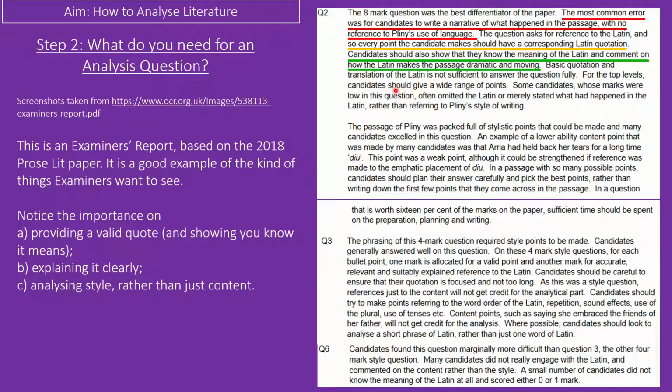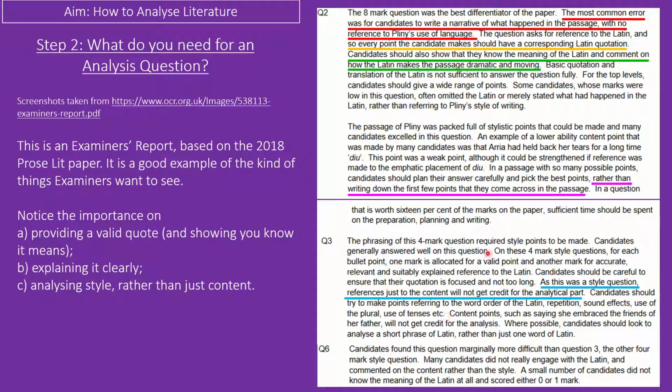Notice that here, it's a wide range of points. Candidates should also, rather than writing down the first few points they come across in the passage, pick the best ones. Don't panic in an exam. You see an 8-mark question and you just desperately write down the first 4 things that come to mind and you leave half the passage unanalyzed. It's really poor. Take a little bit of time to plan. Think ahead. Think, oh, I'm going to talk about that, and that, and that. Oh, that's a nice point. Don't just panic and jump ahead.